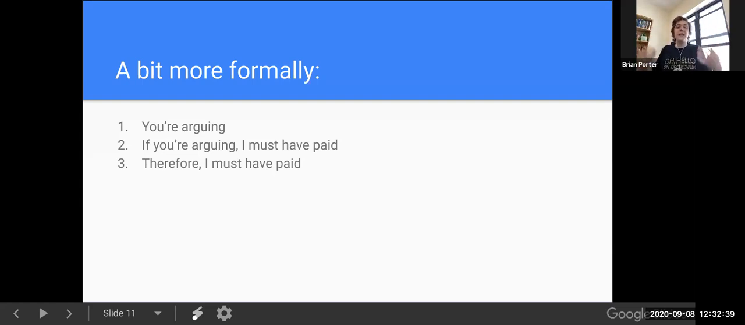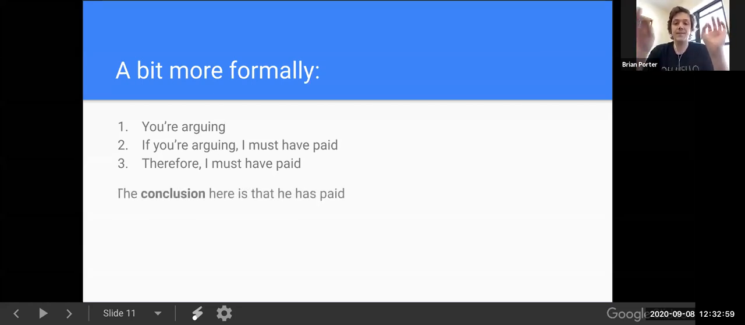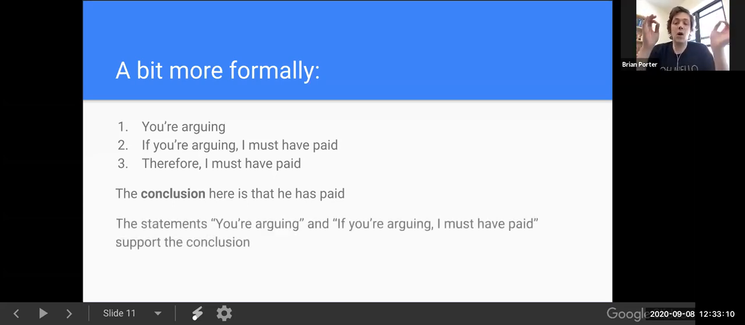That's an argument. That gives a good justification for the conclusion that Michael Palin has already paid, assuming, that is, that the premises, points one and two here, are both true. If they're both true, then the conclusion must be true. So the conclusion, and this is important vocabulary for the rest of the course, the conclusion here is that he has paid. That's the conclusion he's arguing for. And the statements you're arguing, and if you're arguing, I must have paid, are statements that support the conclusion. They give justification for accepting or believing the conclusion.